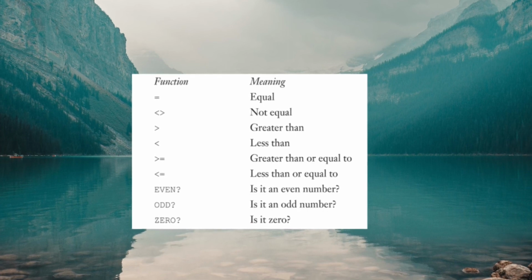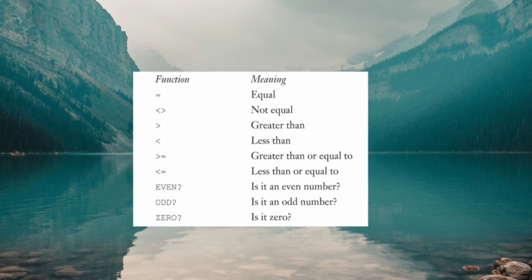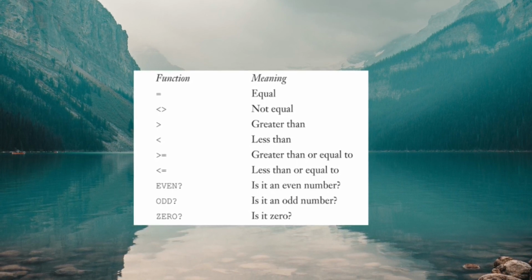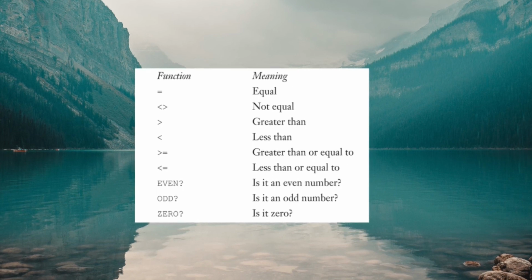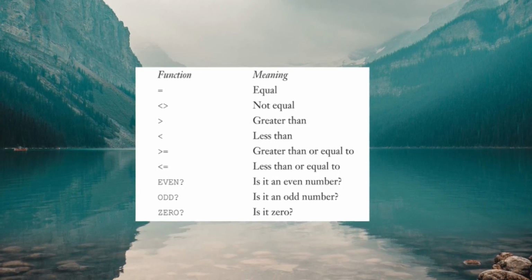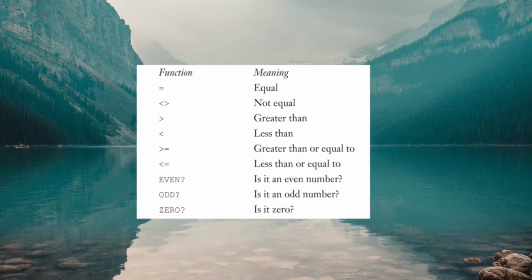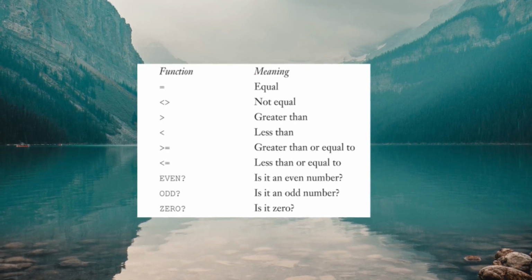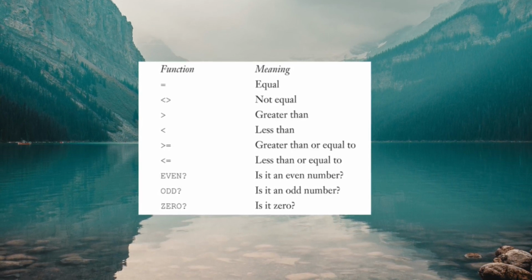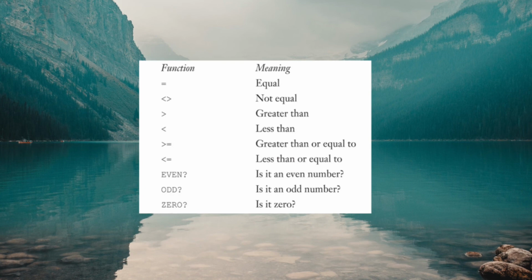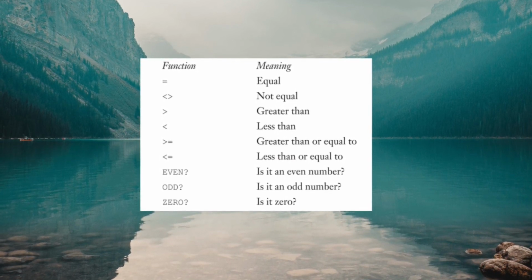Is it an even number? The function is even?. Then there is odd?, which asks whether it is an odd number, and zero?, which asks whether it is zero. Notice that the names of all predefined predicate functions that have words for names end with question marks. In Scheme, the two Boolean values are #T and #F, or #t and #f in lowercase.